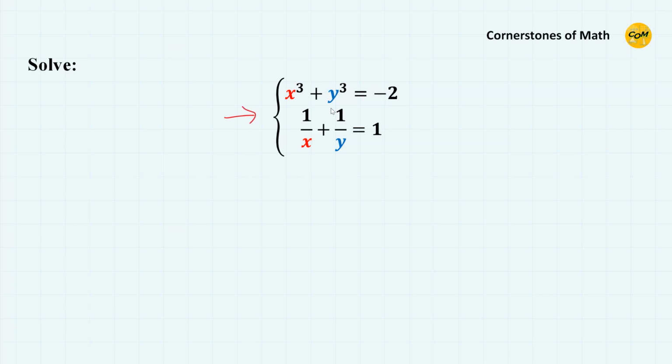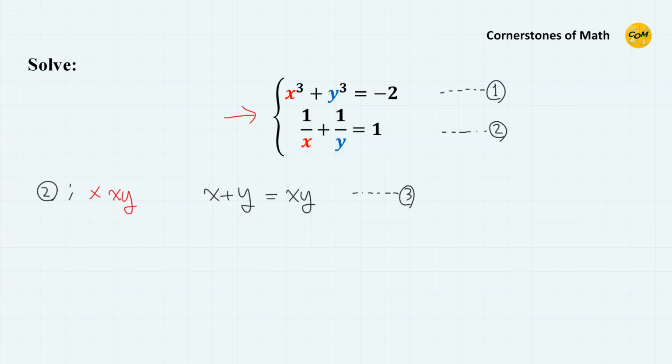Today we are going to solve the system of equations x cubed plus y cubed equals -2 and 1 over x plus 1 over y equals 1. Alright, let's get started. From the second equation, if we multiply by xy, we obtain x plus y equals xy. Let's call this equation 3.